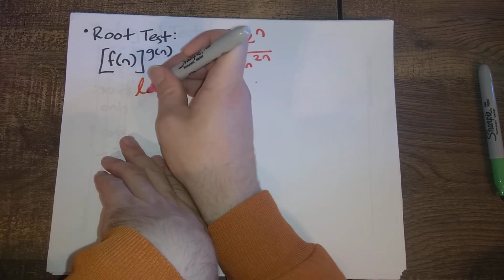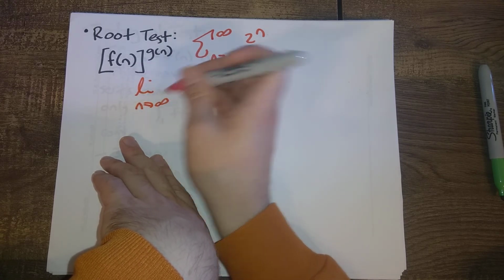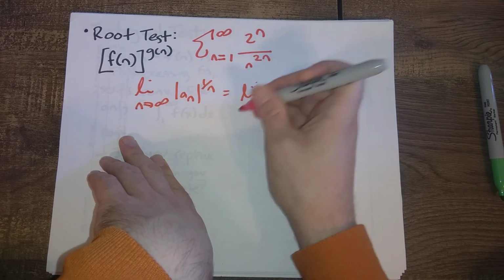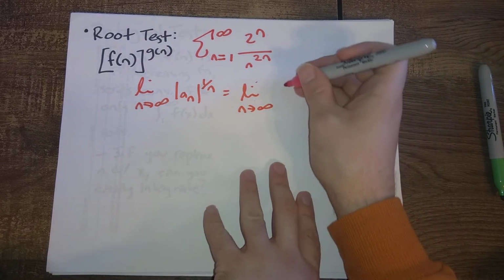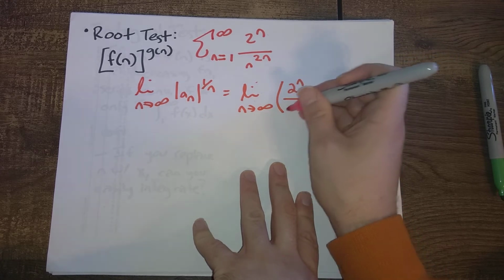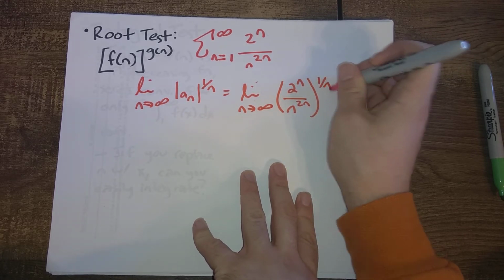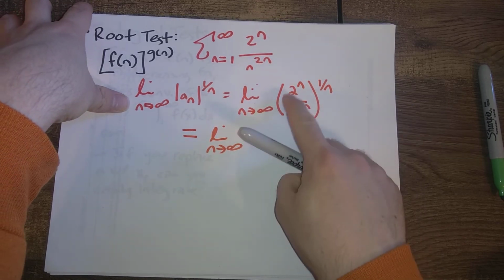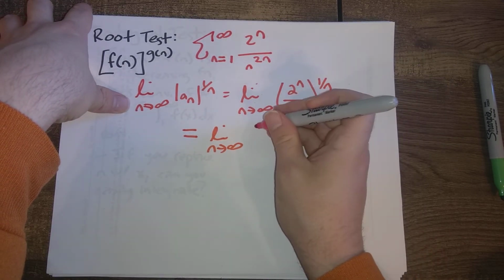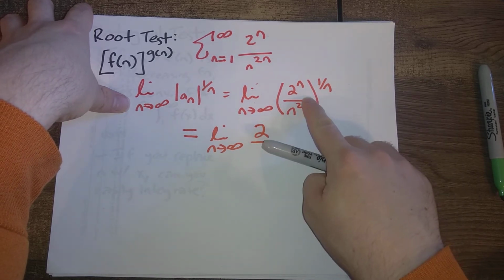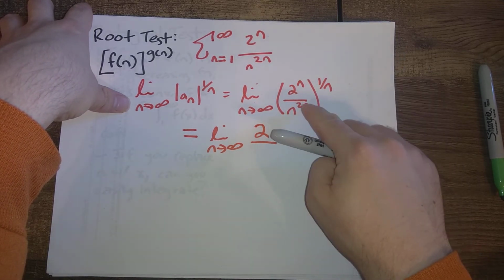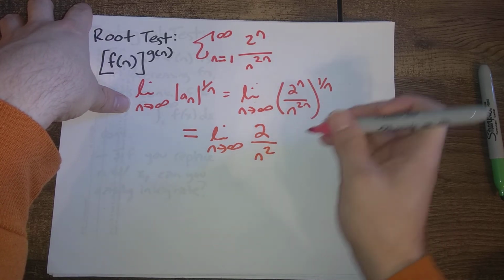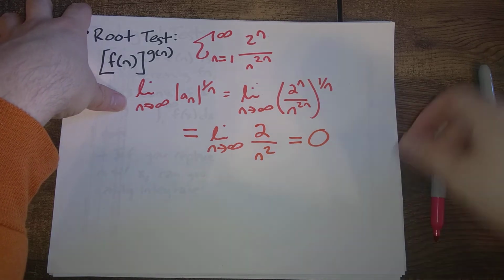So what does the root test say to compute here? Limit as n goes to infinity, the absolute value of a sub n to the 1 over n power. And so we have 2 to the n over n to the 2n raised to the 1 over n power. And so 2 to the n to the 1 over n power, that's just 2. N to the 2n raised to the 1 over n power, so you multiply 2n and 1 over n, and you get n squared. And this is also going to be 0.